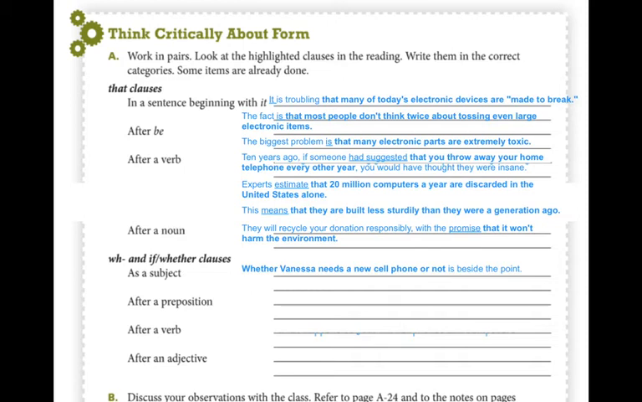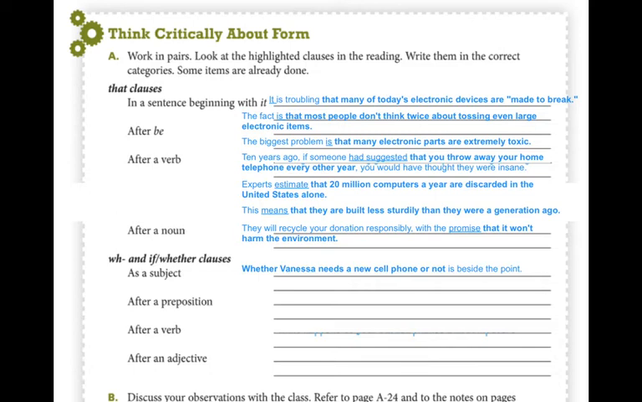Whether Vanessa is our subject, needs, that's the verb. Needs is a transitive verb, so we have the object, phone. What kind? Cell phone, noun compound. New cell phone, adjective. Whether Vanessa needs a new cell phone or not, notice the use of whether plus the clause and then or not at the end of the clause.